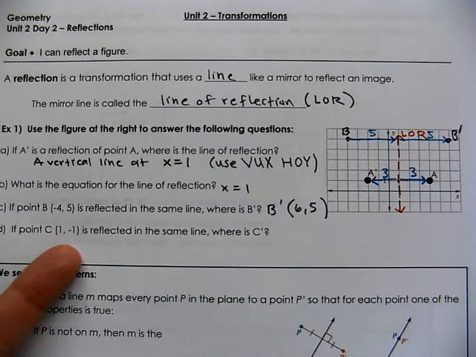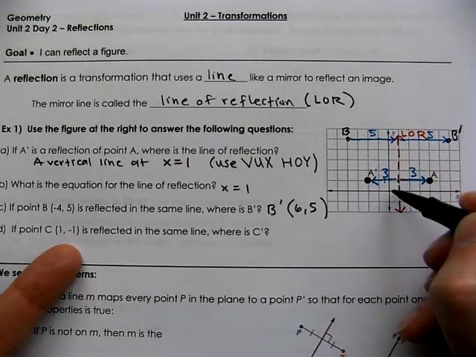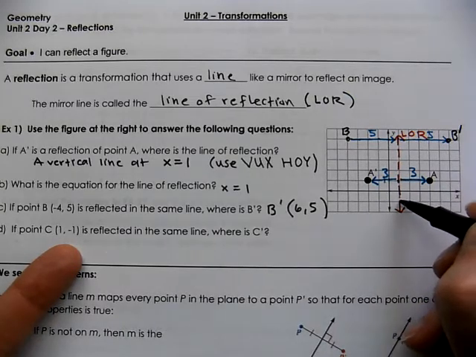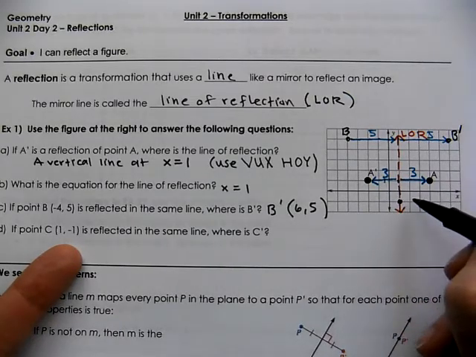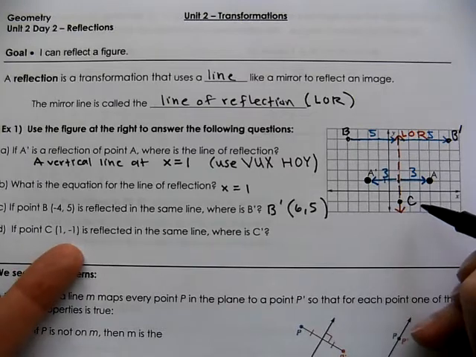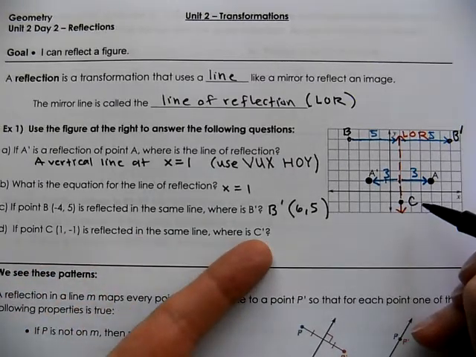If point C is located at 1, comma negative 1, so go back to the origin. Here's 1, comma negative 1. There's my point C. And it's reflected in the same line, where is C prime?